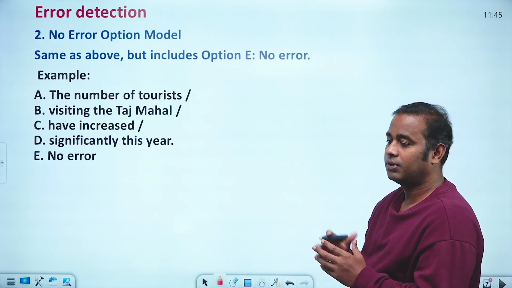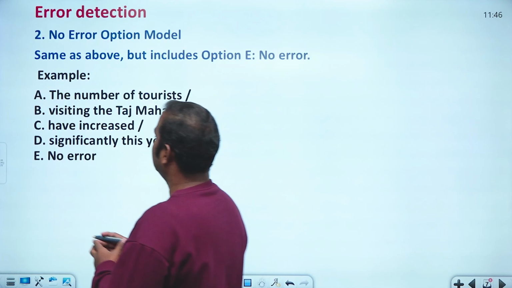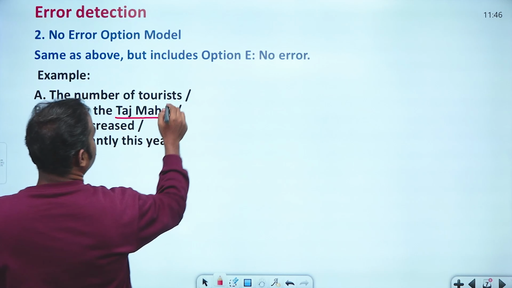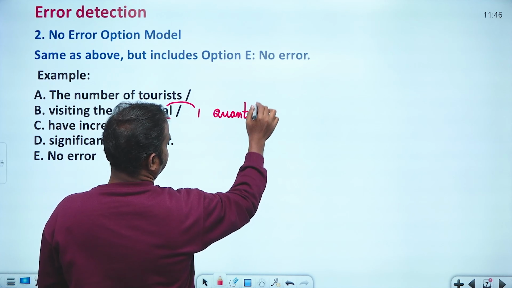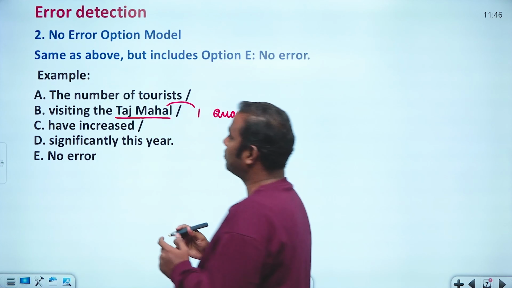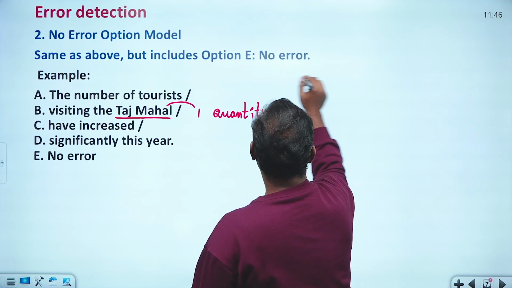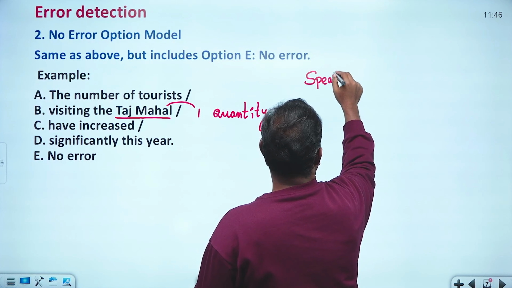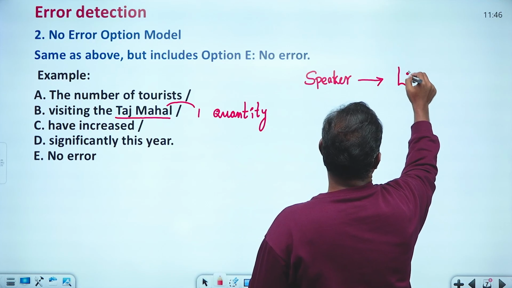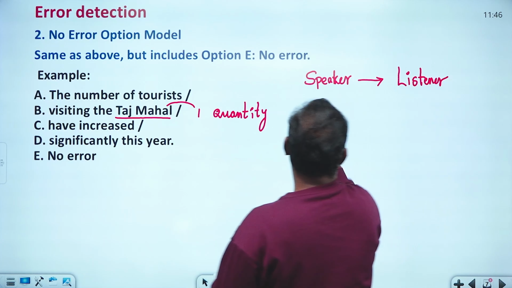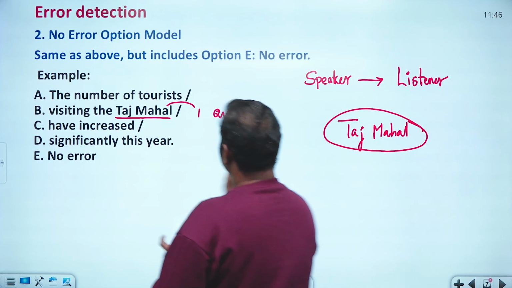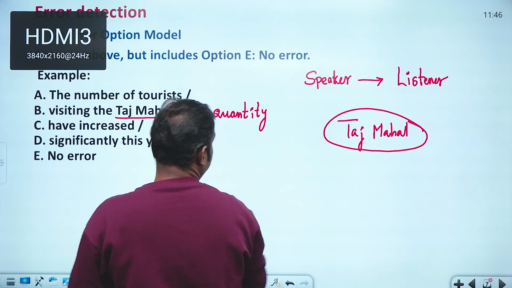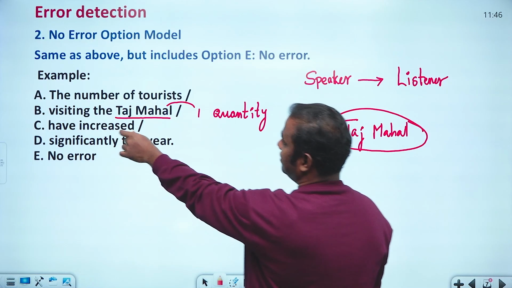significantly in this year." If you look at this, the number of tourists visiting the Taj Mahal. The Taj Mahal is one entity, and we are talking about that. The speaker is talking to the listener about the Taj Mahal, about something. So the sentence will be third person singular, right?